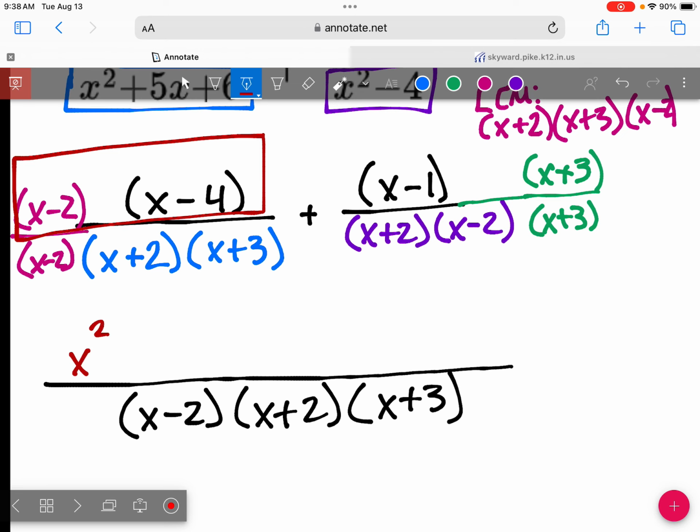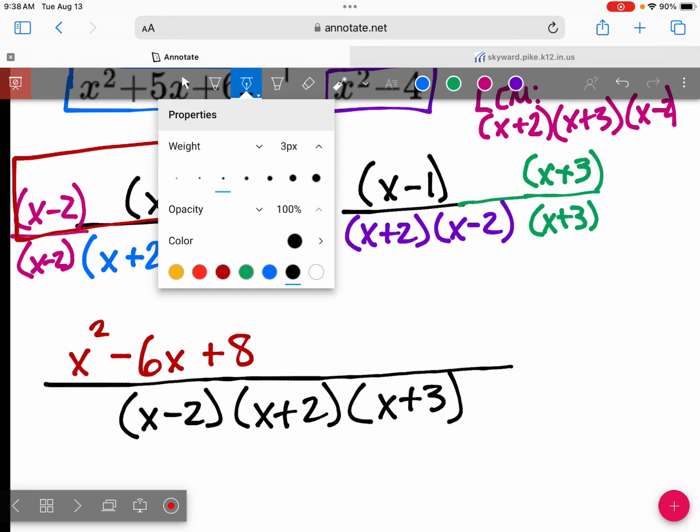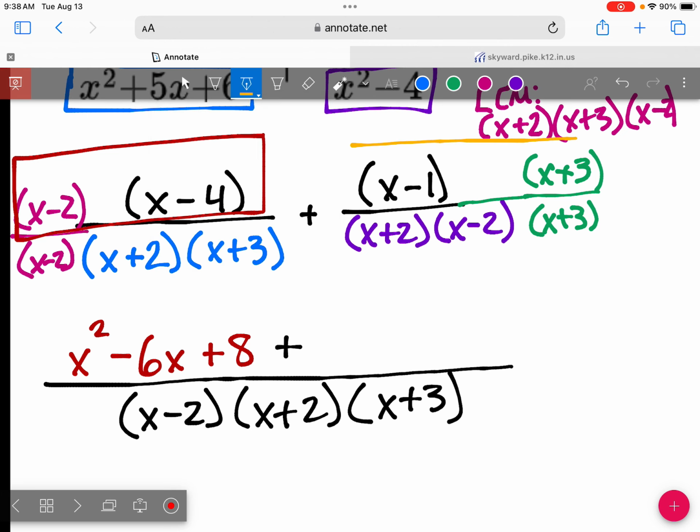x squared minus 4x minus 2x, so we're going to wind up with minus 6x plus 8. And then we are adding that to this piece multiplied out. Multiplying that guy out. Yep, so we have our x squared plus 3x minus 1x. So plus 2x minus 3.